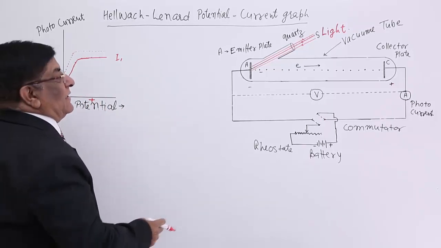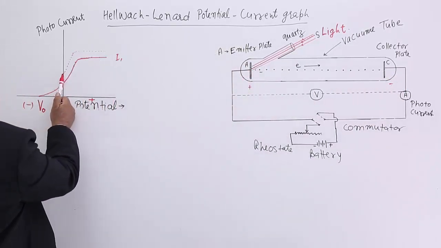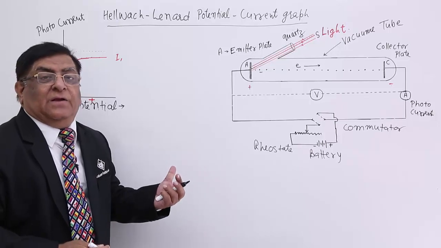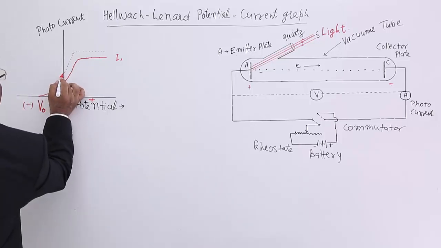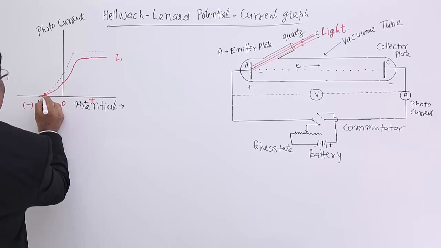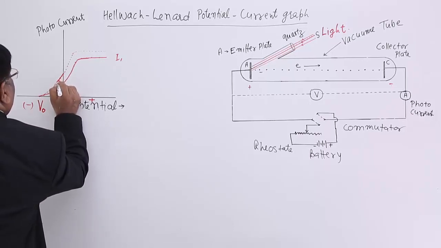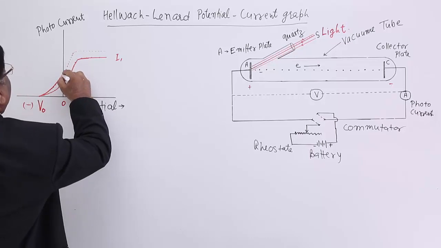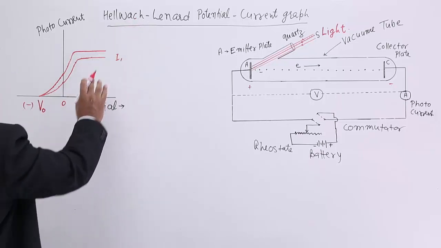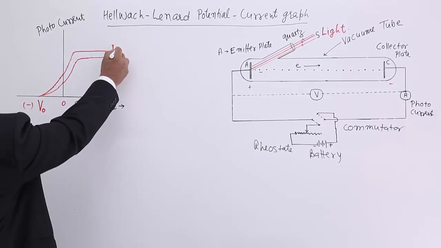Now we start making it negative, this negative and this positive. The original current which was flowing without any potential, when we put negative there, is repelled and the current decreases. This current becomes less and goes on decreasing. At one particular negative voltage, it becomes zero. And we draw the graph on the basis of actual readings, and what they found in the experiment is that this cutoff voltage is again the same for this intensity.